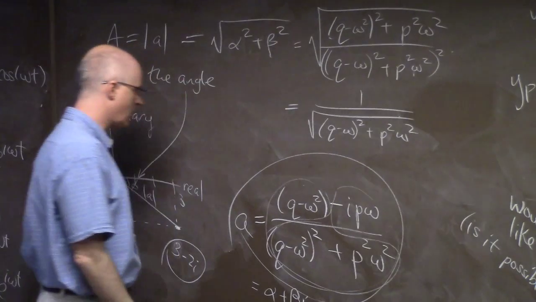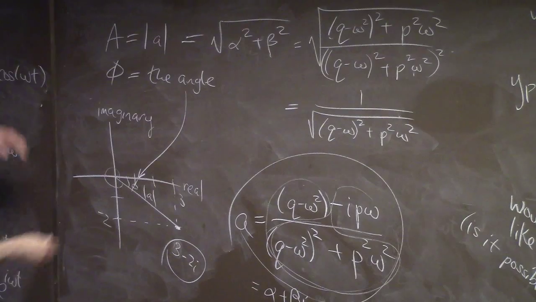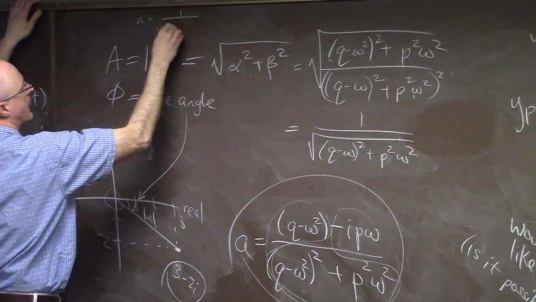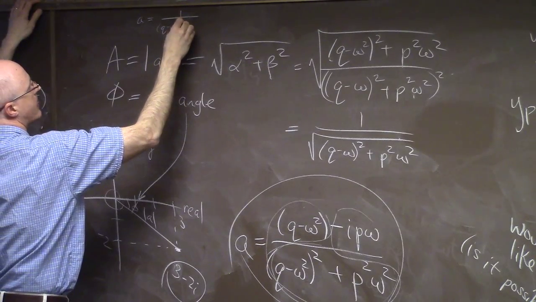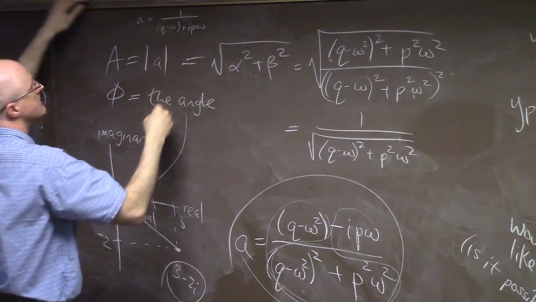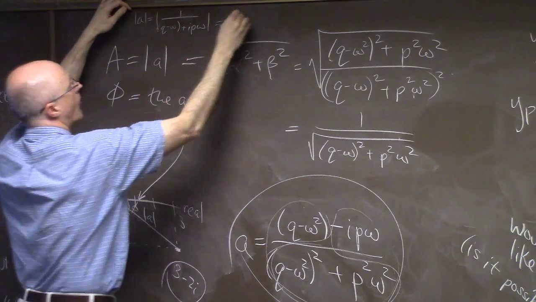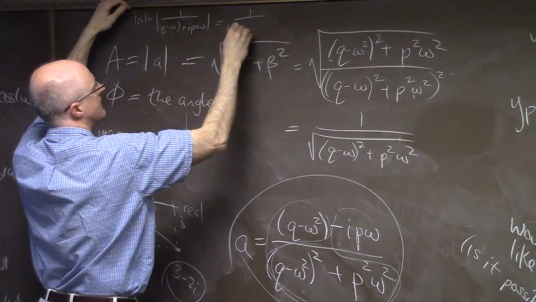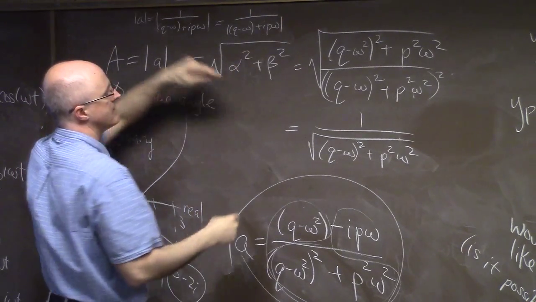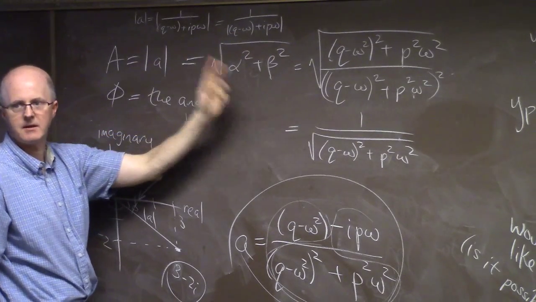I could have derived that more quickly based on something I erased, based on the fact that little a is 1 over q minus omega squared plus i p omega. And it turns out the modulus of a is the same as 1 over the modulus of this thing, and that modulus is going to be the square root. So that would have been a little quicker way to go.